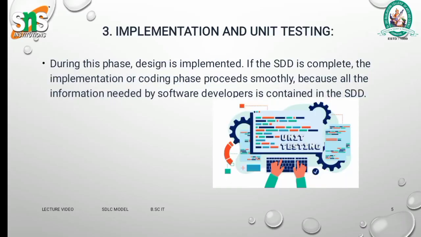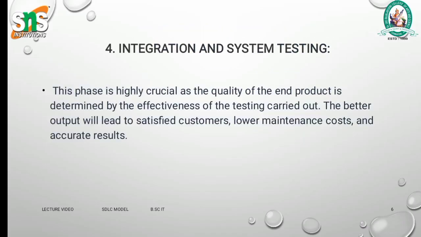Next one is implementation and unit testing. During this phase, the design is implemented, and if the SDD is complete, the implementation or coding phase proceeds smoothly because all the information needed by the software developer is contained in the SDD. Next, during testing, the code is thoroughly examined and modified. Small modules are tested in isolation initially. After that, these modules are tested by writing some overhead code to check the interaction between these modules and the flow of intermediate output.